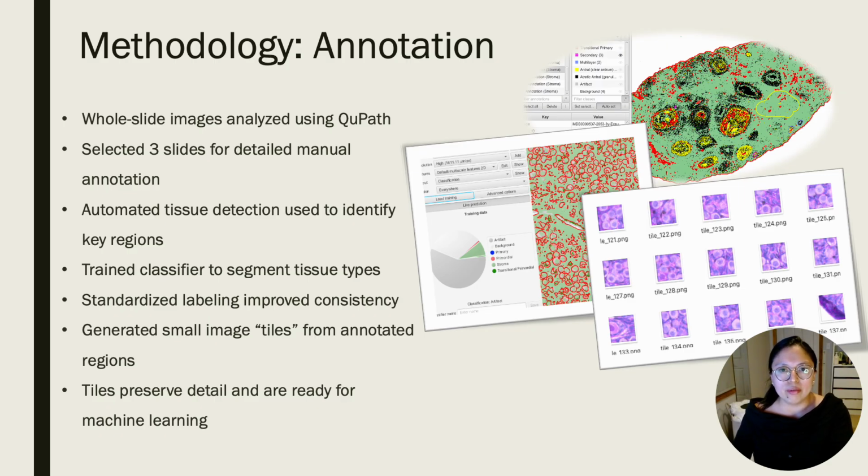For consistency, we followed a standardized labeling approach for annotating these structures. Once the images were annotated, we generated smaller image tiles from those regions, as you can see in the visual with the tiles. This is an actual output from QuPath for our dataset. These tiles maintain high detail in structure, which is a QuPath quality, making them ideal for use in downstream machine learning models such as ours.